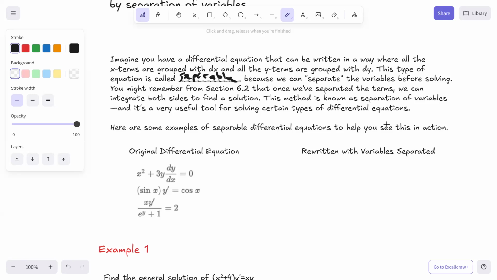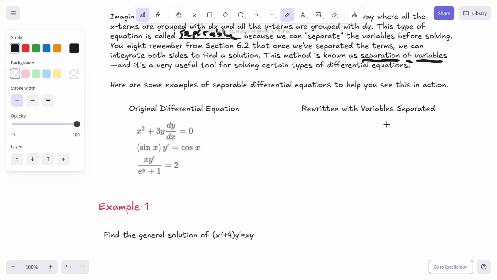Because we can separate the variables before solving. You might remember in the last section that once we've separated the terms, we can integrate both sides to find the solution. This method is known as separation of variables, and it's a very useful tool for solving certain types of differential equations. So here's some examples of separable differential equations.